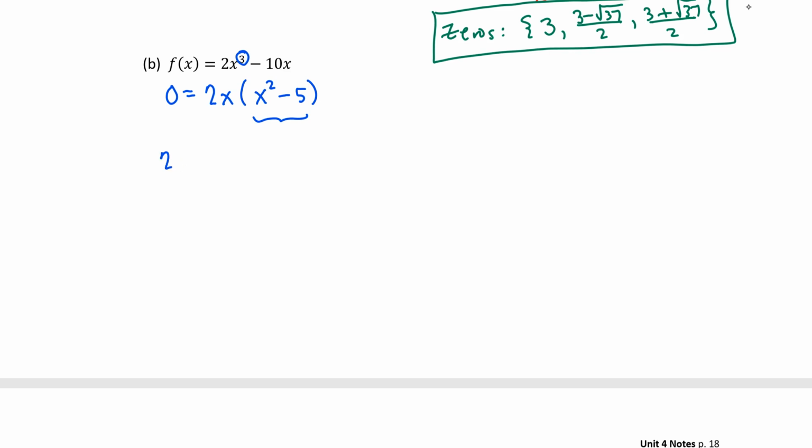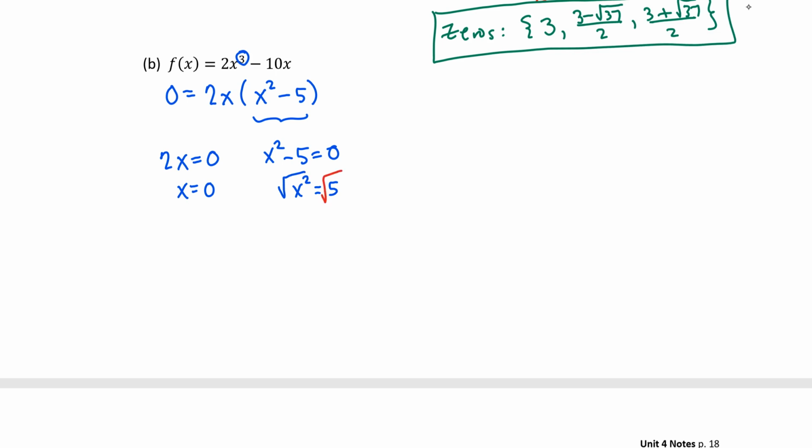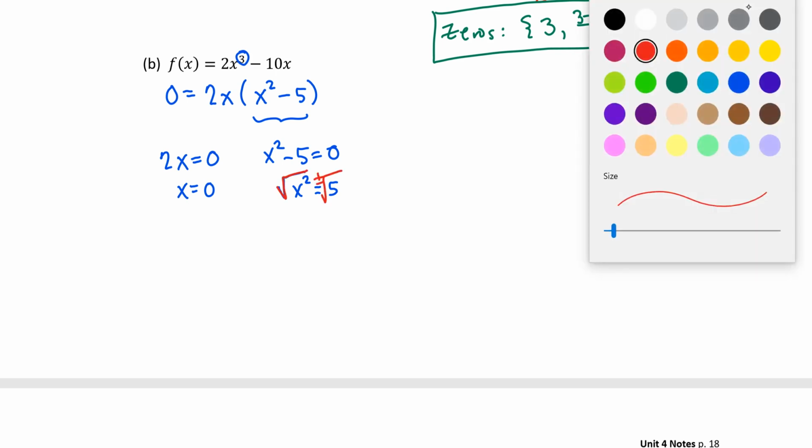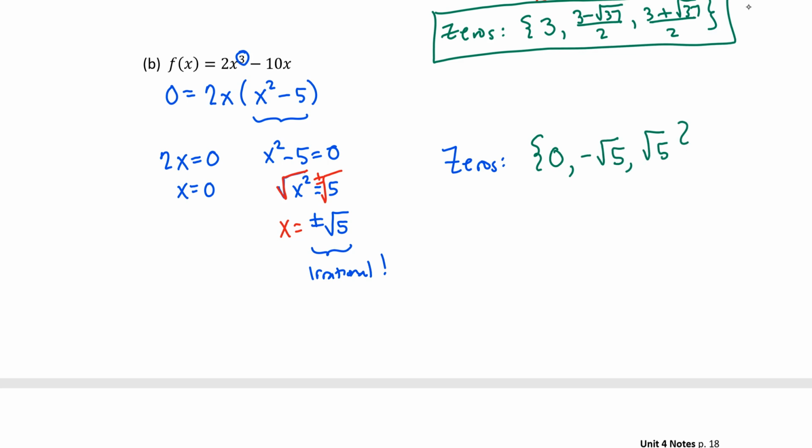So let's go ahead and set each factor equal to 0, solve for x, including this quadratic factor. Notice when I set that equal to 0, I can solve that very easily with the square root property. So add 5 to both sides, then take the square root of both sides. That's where we get our other two answers, positive and negative square root of 5. So these two are irrational solutions. Altogether, we have 3 zeros. Each zero has multiplicity 1. They are 0 and negative square root of 5 and positive square root of 5.